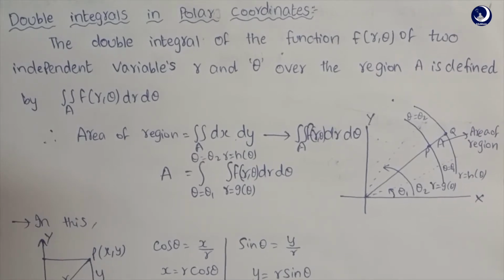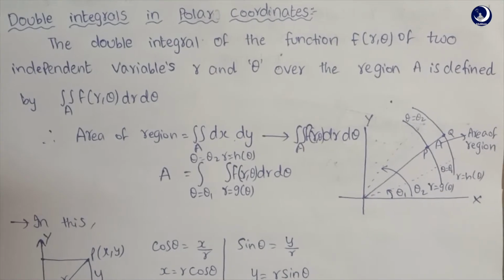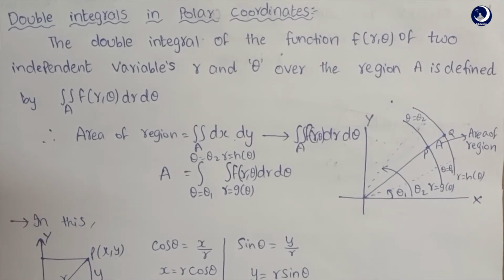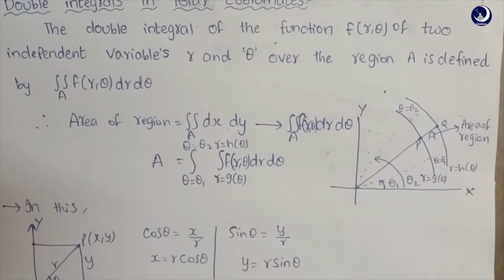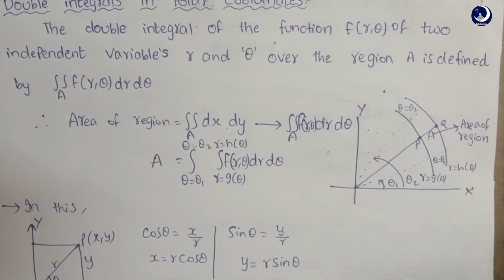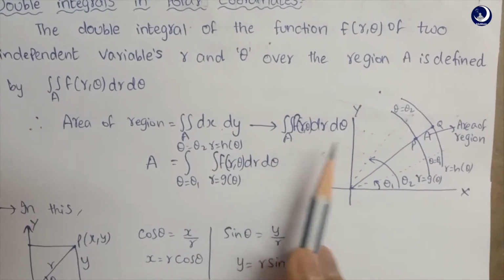Now we have to discuss the topic double integrals in polar coordinates. In this, we have to change the original function to polar coordinates. That means here our original function was generally double integral of dx dy. Now this dx dy changes to the function f of r theta dr d theta.